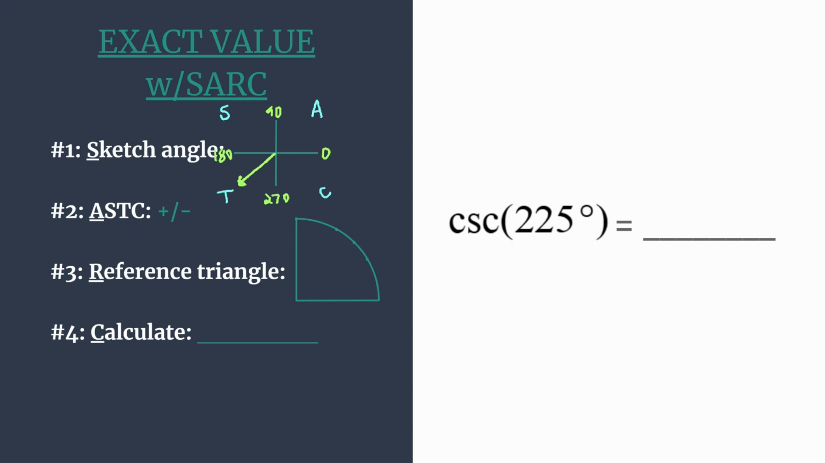All right, so we're in quadrant 3. Tangent and cotangent will have positive values, but we are looking for the cosecant. So we know our final answer should be negative. Let's go ahead and make note of that.